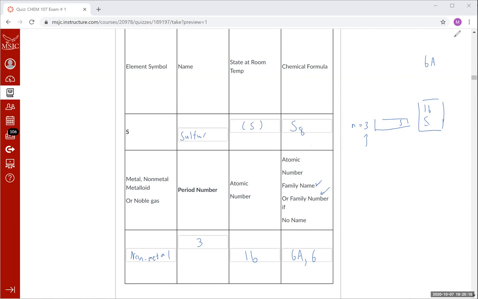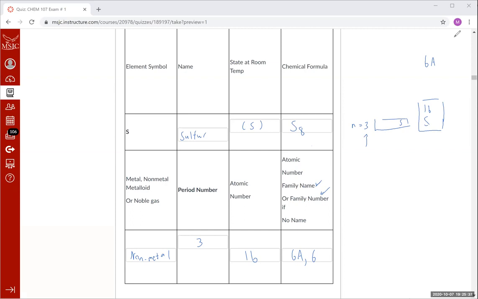Now, you can also call this the chalcogens, but I didn't discuss that in class. So if you put it, I'd give you credit for it, but that's not a very commonly used name for the 6A elements. Does that make sense to everyone?